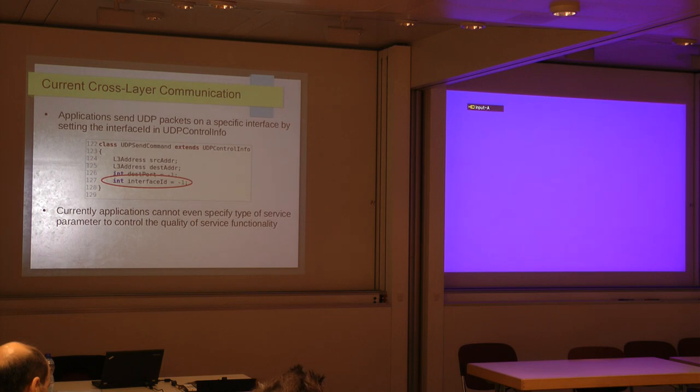Currently we don't really support it in the INET. So we have some kind of kludgy solutions like this one here. A UDP application that wants to send out a packet on a certain interface has to provide the interface ID within the UDP control info, which is kind of weird because are we going to put all kinds of lower layer information into the UDP control info and all other kinds of control infos? It doesn't really mix in a good way. And currently it's not even possible to specify the type of service parameter to control quality of service functionality from the application, because there's no way to communicate that through the transport layer.